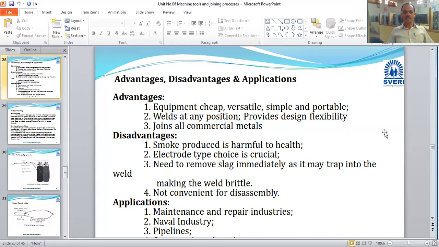Okay, then what are the disadvantages? It produces some smoke. Have you observed this smoke?